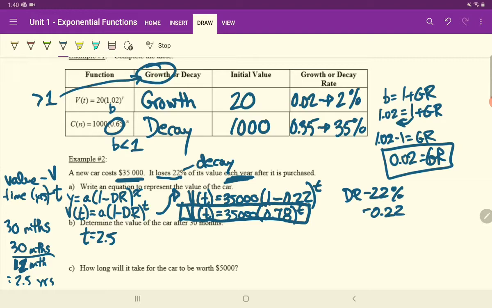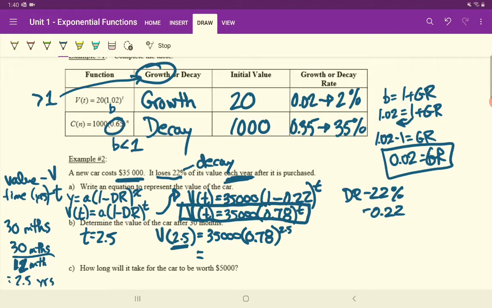I need to substitute 2.5 into my equation and then figure out what the value will be at that point. So let's do that. V, and remember the function notation, V at 2.5 is equal to 35,000 times 0.78 to the power of 2.5. Now remember, this 2.5 here is just there for communication purposes. Okay, there's no multiplication there. I know that's a common mistake.